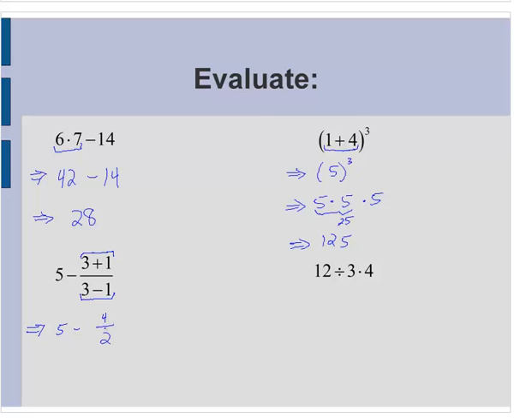Now we have a subtraction and a division. Division takes precedence over the subtraction. 4 over 2 is 2. And so we have 5 minus 2, which simplifies as 3.